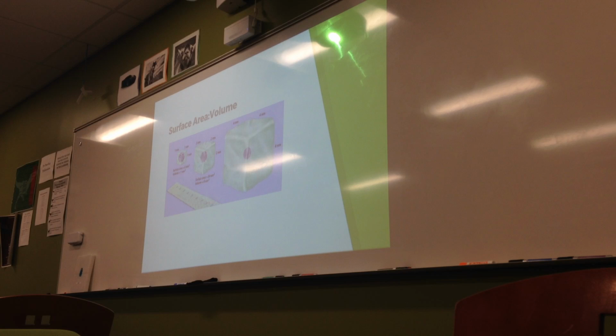As we have a larger volume, that ratio will decrease, and so it's harder for things to diffuse and things to do their processes that they're supposed to do. Keep in mind that the greater surface area to volume ratio we have, the more efficient the cell process is. That's why we have limits to cell size.